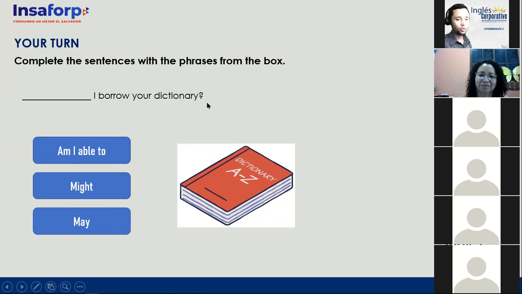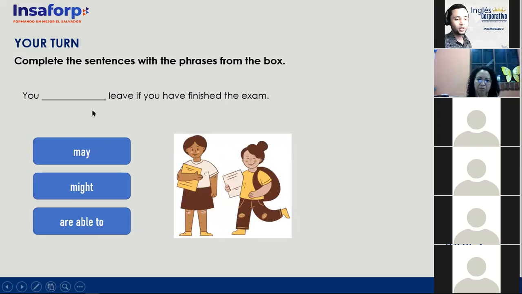Very good. What about the next one? Am I able to borrow your dictionary? Might I borrow your dictionary? Or may I borrow your dictionary? May I borrow your dictionary? That is correct. Very good. And for the last one, you may leave if you have finished the exam. You might leave if you have finished the exam, or you are able to leave if you have finished the exam.